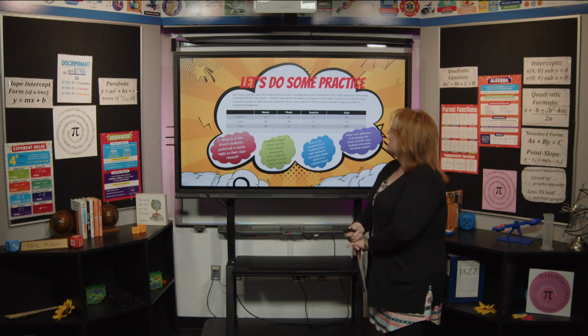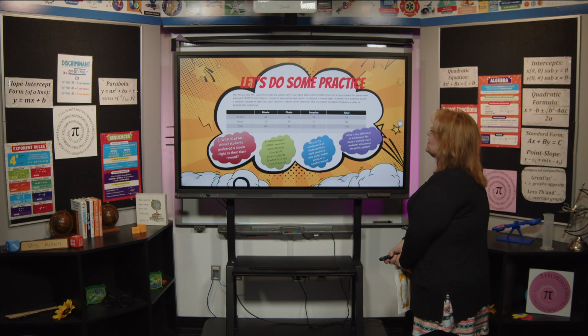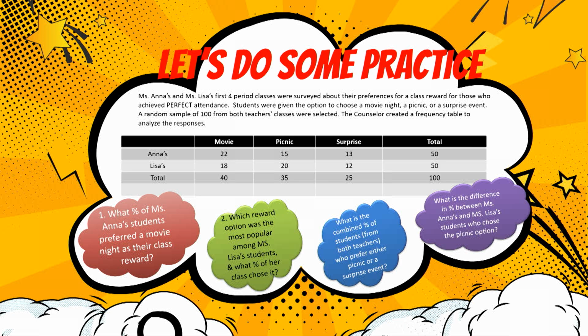So here we go. It says Miss Anna and Mrs. Lisa's first four-period classes were surveyed about their preferences for a class reward for those who achieved perfect attendance. Students were given the option to choose a movie night, a picnic, or a surprise event. A random sample of 100 from both teachers' classes were selected. The counselor created a frequency table to analyze the responses. So we have both teachers' classes, we have movie amounts, picnic amounts, and the surprise amounts, and then we have our totals in our margins.